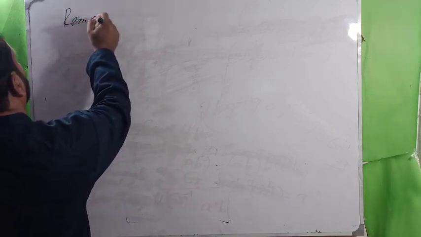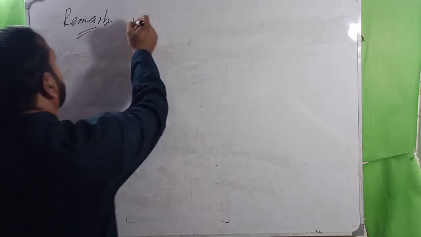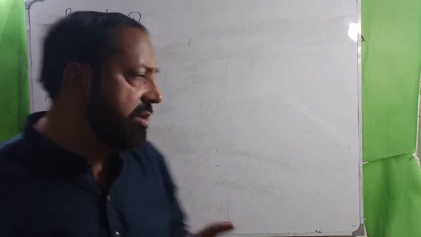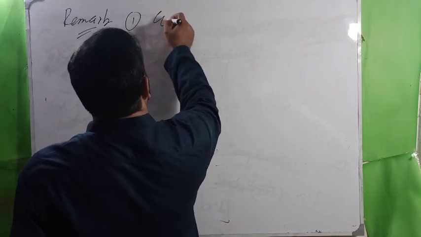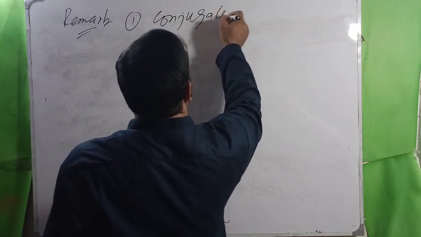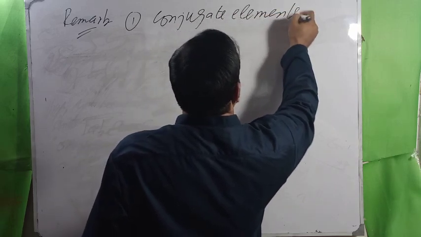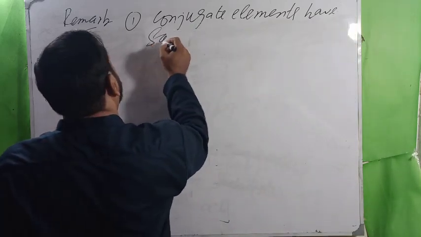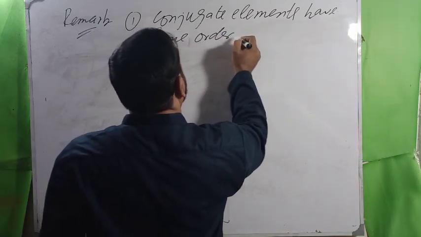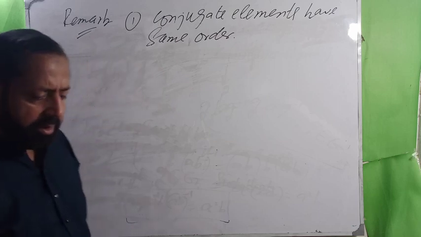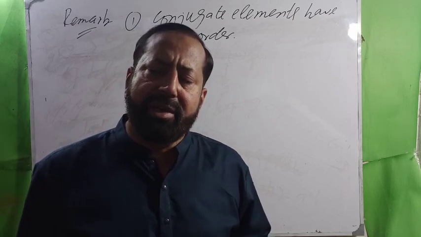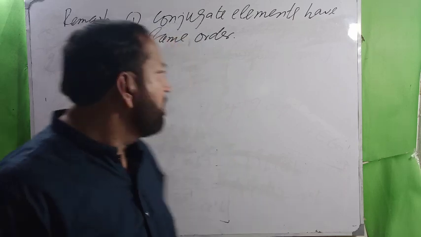My first remark is, number one, any two conjugate elements have the same order, right? Conjugate elements have the same order. Okay. Suppose A is an element, any element of order 5, and B is conjugate to A.